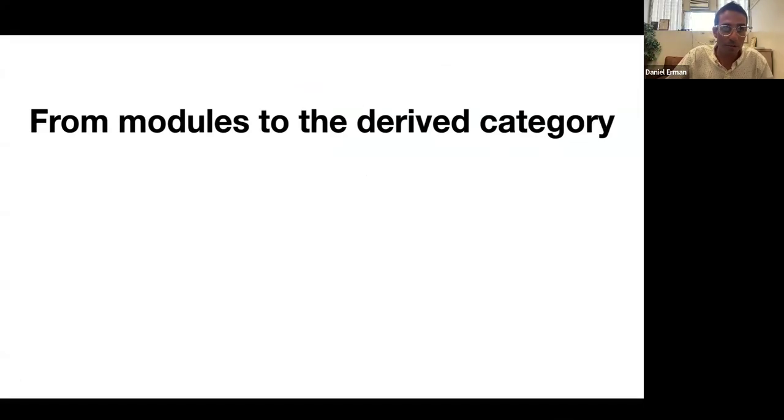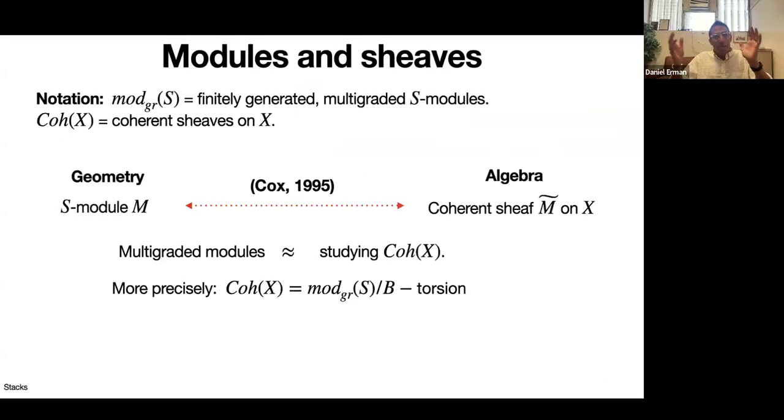All right, I'll move on. So I want to talk now about modules and sheaves and eventually the derived category. So let me start with modules. If you want to study projective space, one of the first things you do is you develop a dictionary where you take graded modules and those induce coherent sheaves on projective space.